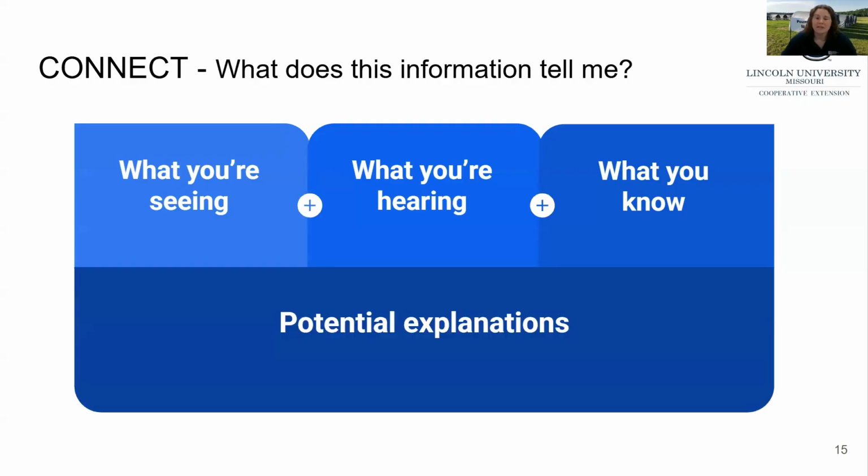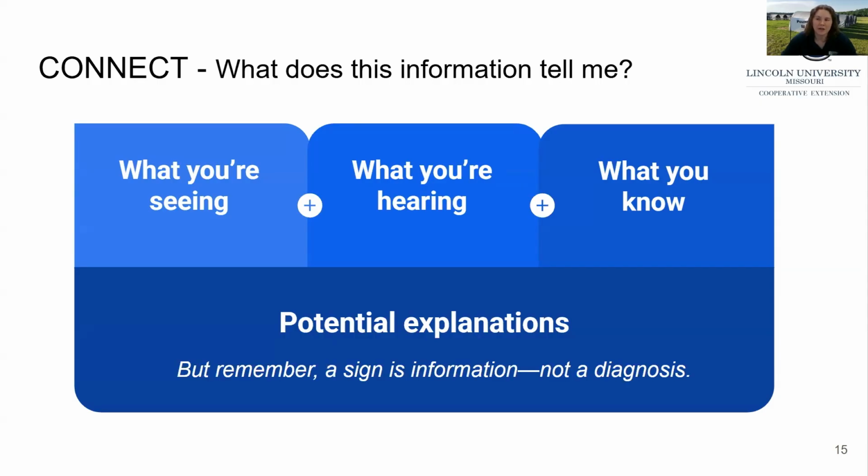Once we put these pieces together, we get some potential explanations. So we're not necessarily trying to name a disease, we're asking what could explain what I'm seeing. And that's a really important distinction because a sign is information. It is not a diagnosis. And many of us are not in a position to make a diagnosis anyway. The same observation may have very different explanations depending on the context.